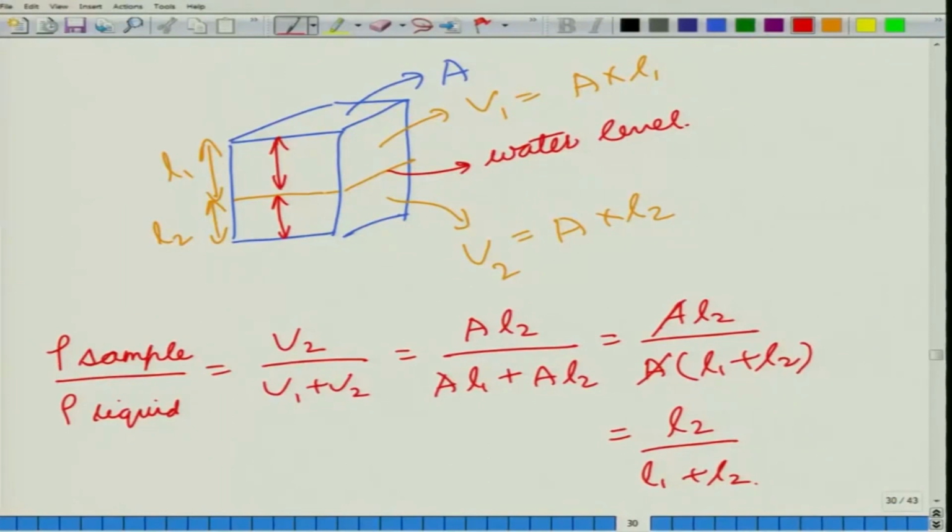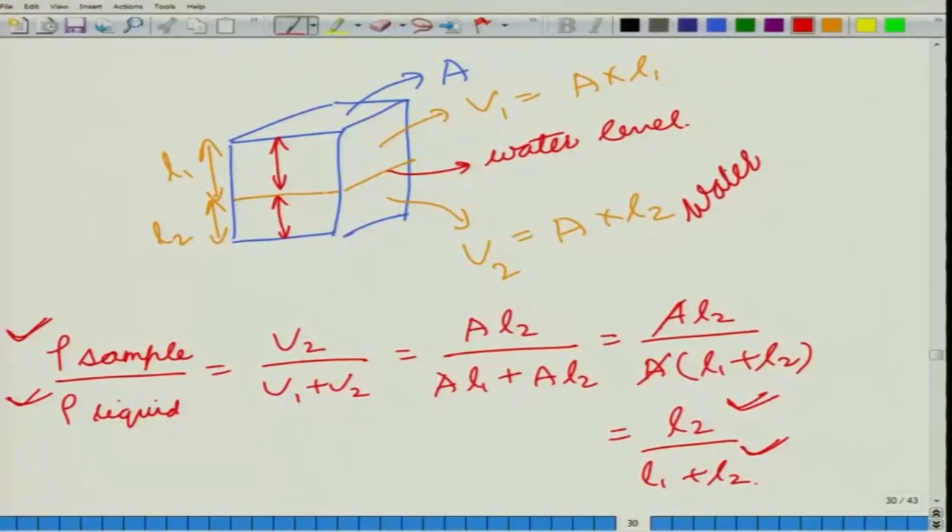So, what we get from here is that the density of the sample divided by the density of the liquid in which it is floating is given by the length of the portion that is below the liquid level, or in this case the water level, divided by the total length of the sample. So, just by taking these two measures, the length of the sample and the length that is below water or above water, we can get this ratio of rho of sample upon rho of liquid.